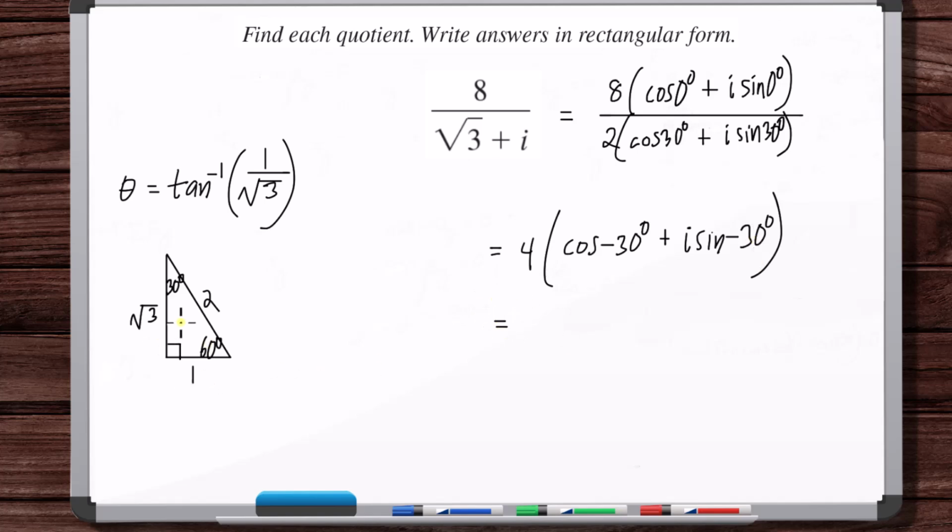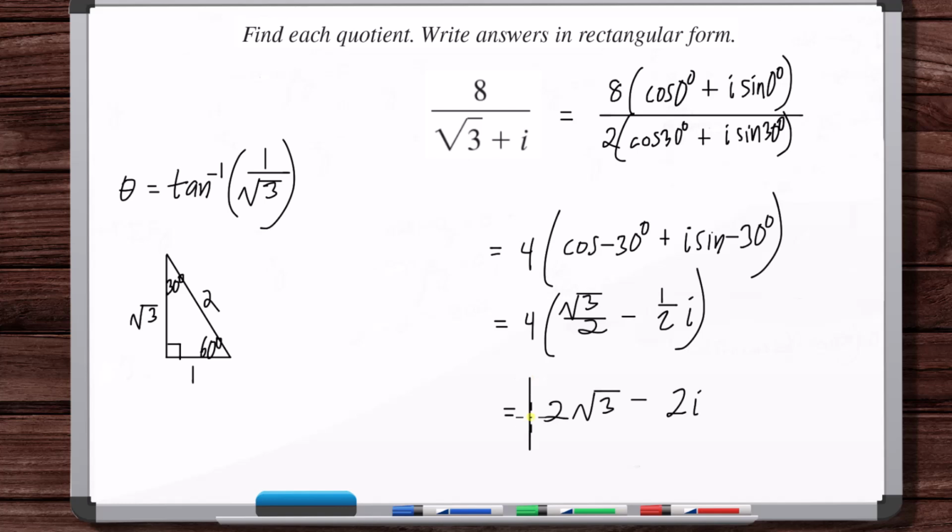Now minus 30 is in the fourth quadrant. Cosine is going to be just root 3 over 2 because the x component stays positive. But sine of minus 30, the 1 is going to be negative. Now distributing that 4, we've got 2 root 3 minus 2i, and there we go.